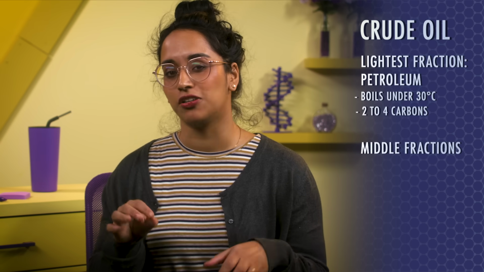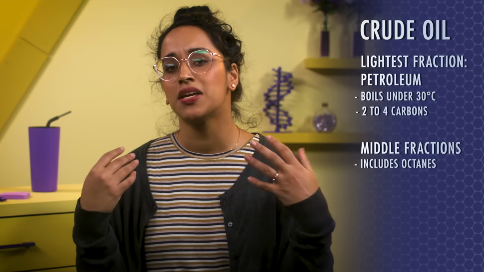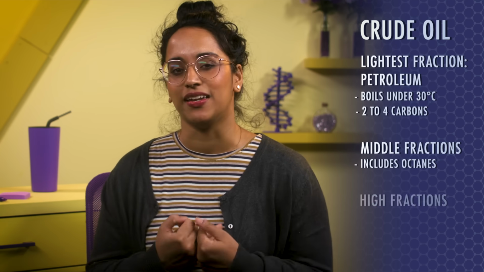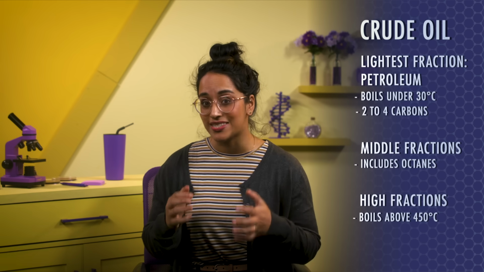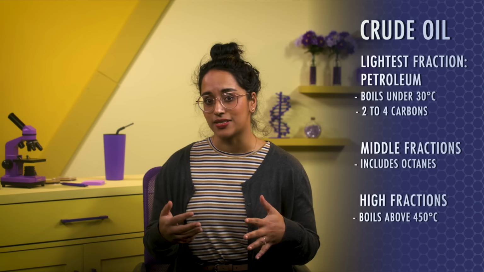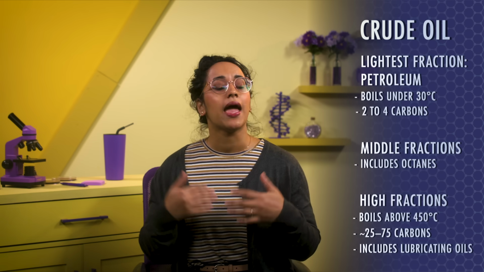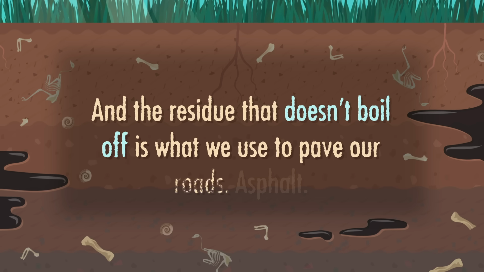The middle fraction includes the octane and isooctane that we use to power cars, trucks, motorcycles, lawnmowers, go-karts, and pretty much any motorized thing that uses gasoline. The highest boiling fraction, with a boiling point above 450 degrees Celsius, is the paraffin waxes. They usually have 25 to 75 carbons in their chains and make up candles. And the residue that doesn't boil off is what we use to pave our roads.